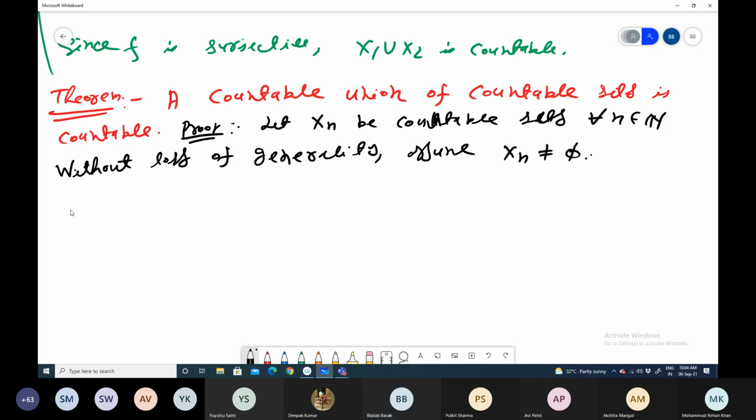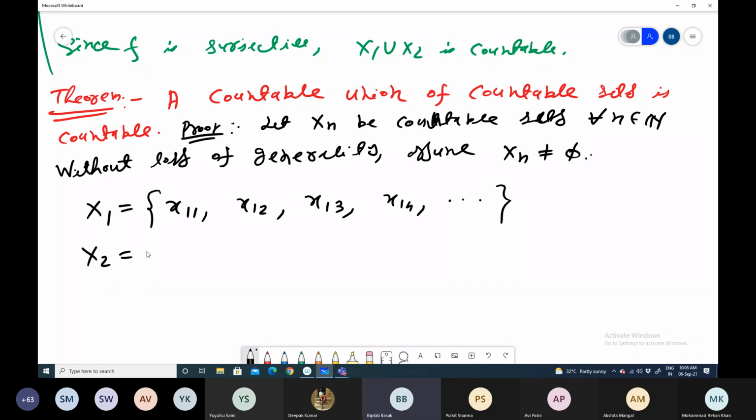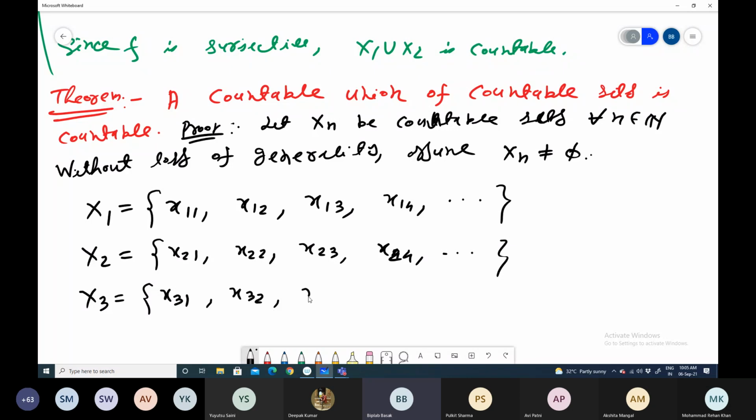Now since each xn is countable and non-empty, we can make a list. That means x1 equal to x11, x12, x13, x14 in this way; x2 equal to x21, x22, x23, x24; x3 equal to x31, x32, x33, x34. So in this way we can make the list.